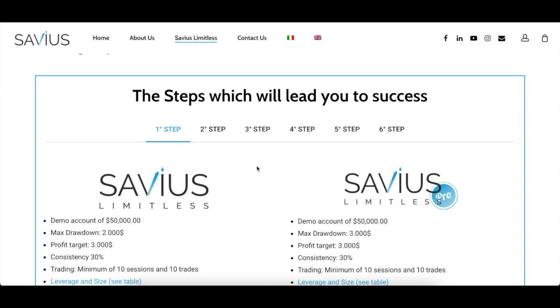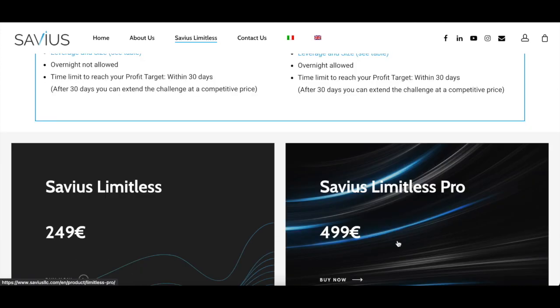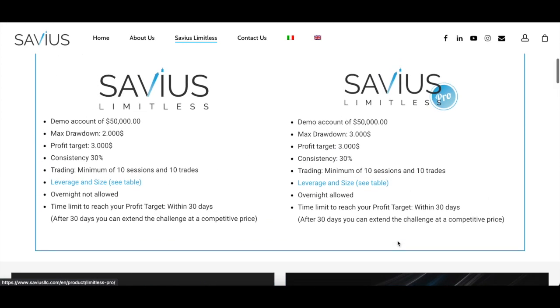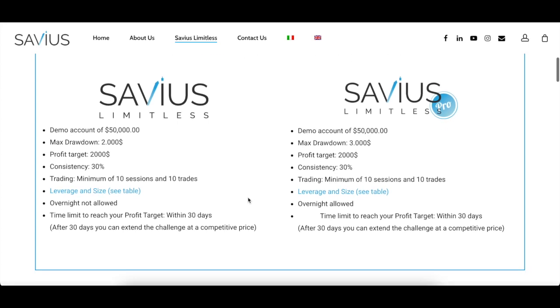Let's take a look at step 2. So let's assume we sign up. Let's just say we sign up for the Savius Pro. Why not? We paid the 500 euros, which is about 600 USD. We navigate our way through this. We trade. We reach the profit target of 3,000. Let's get to step 2. Let's just focus on the Pro account, because there's honestly not that much difference between the two. I feel like most people will look at this and just say, okay, well, I'll sign up for the Pro.